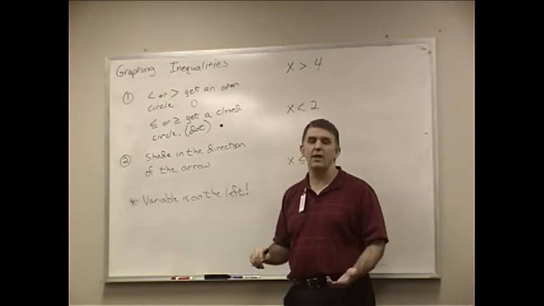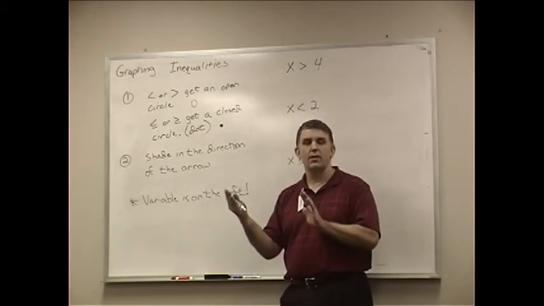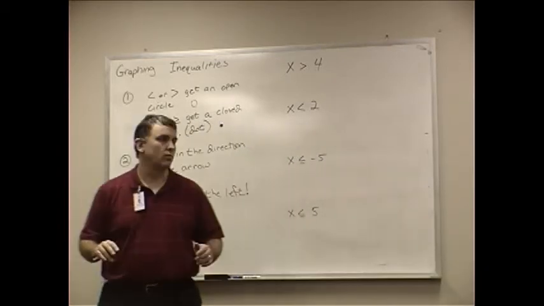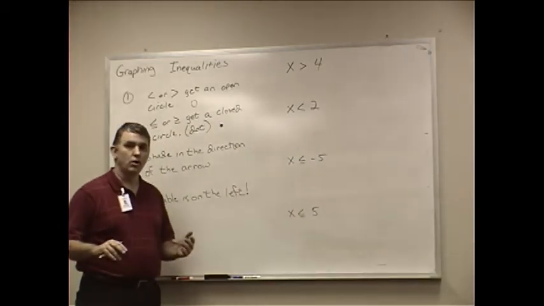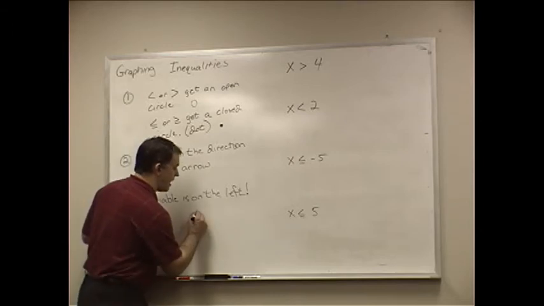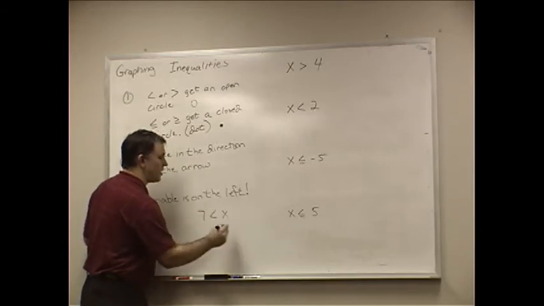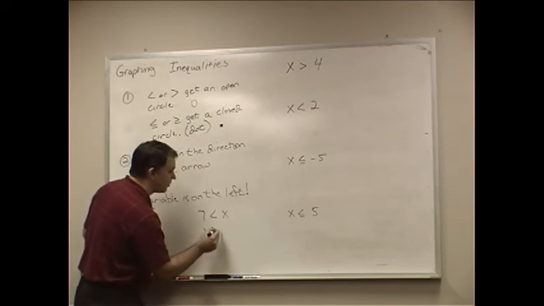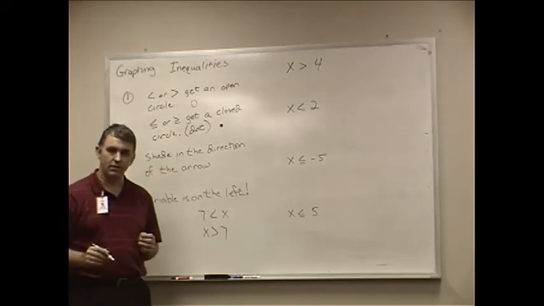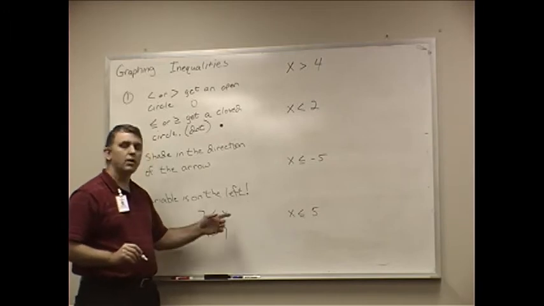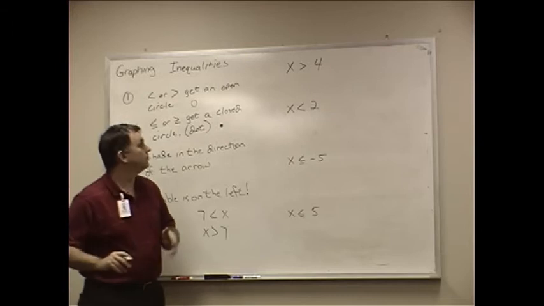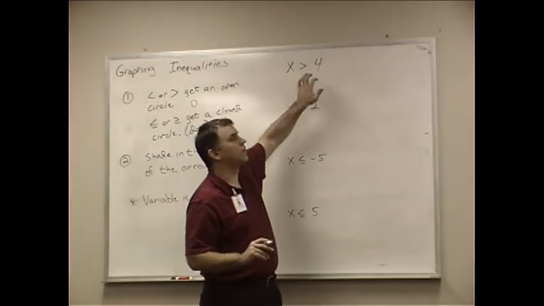Now, if the variable's not on the left, you need to get it there and you just flip the whole thing over. You shouldn't run into any that are like that, but if you do, just flip it over. So if you have 7 is less than x, flip the whole thing. It'll turn into x is greater than 7. So if you do end up with a variable on the right, flip it, and then you can graph it. Okay, so let's look at the first one.